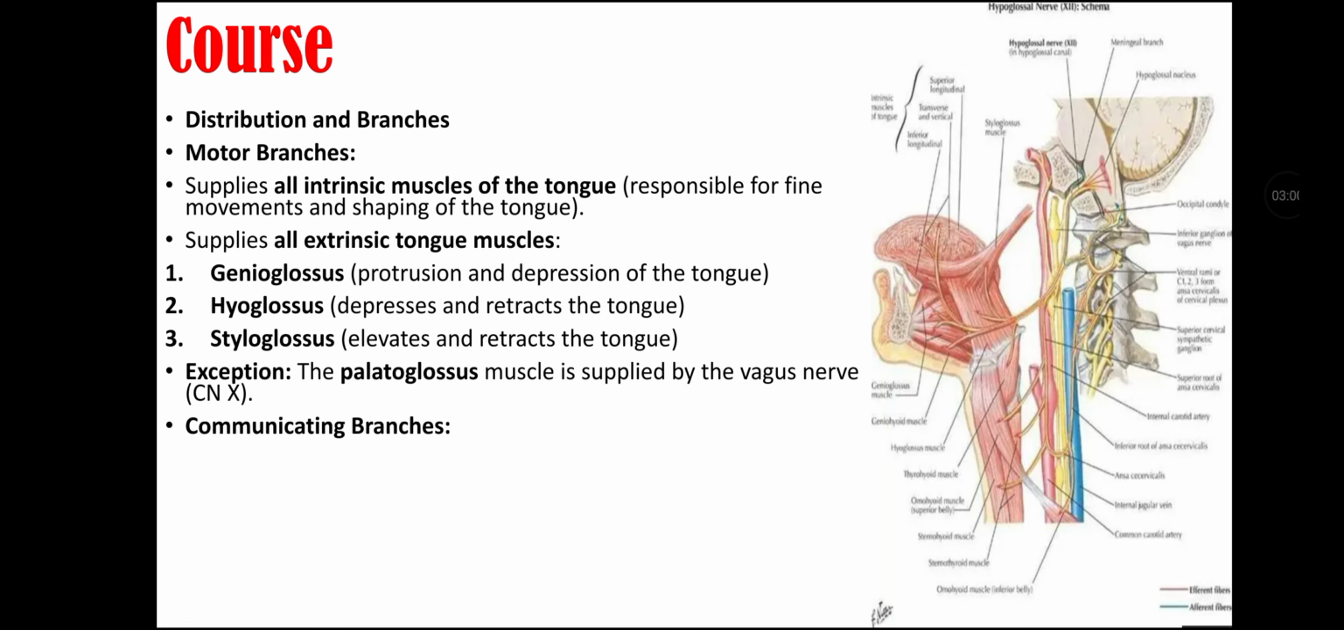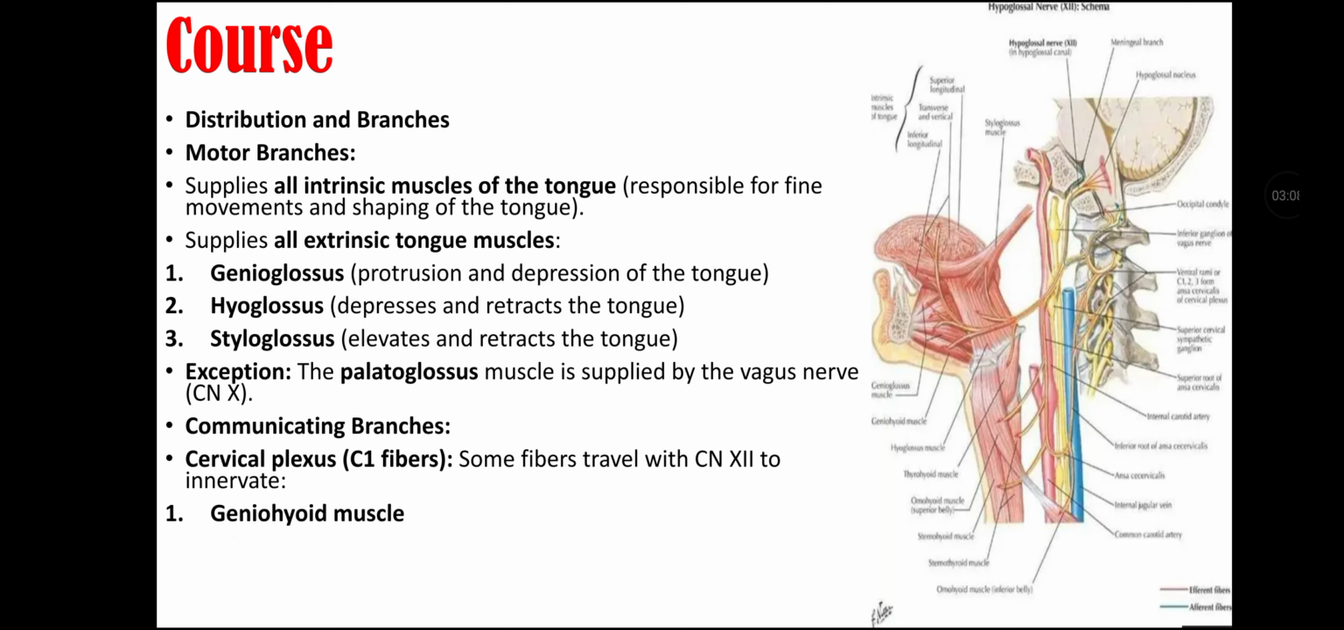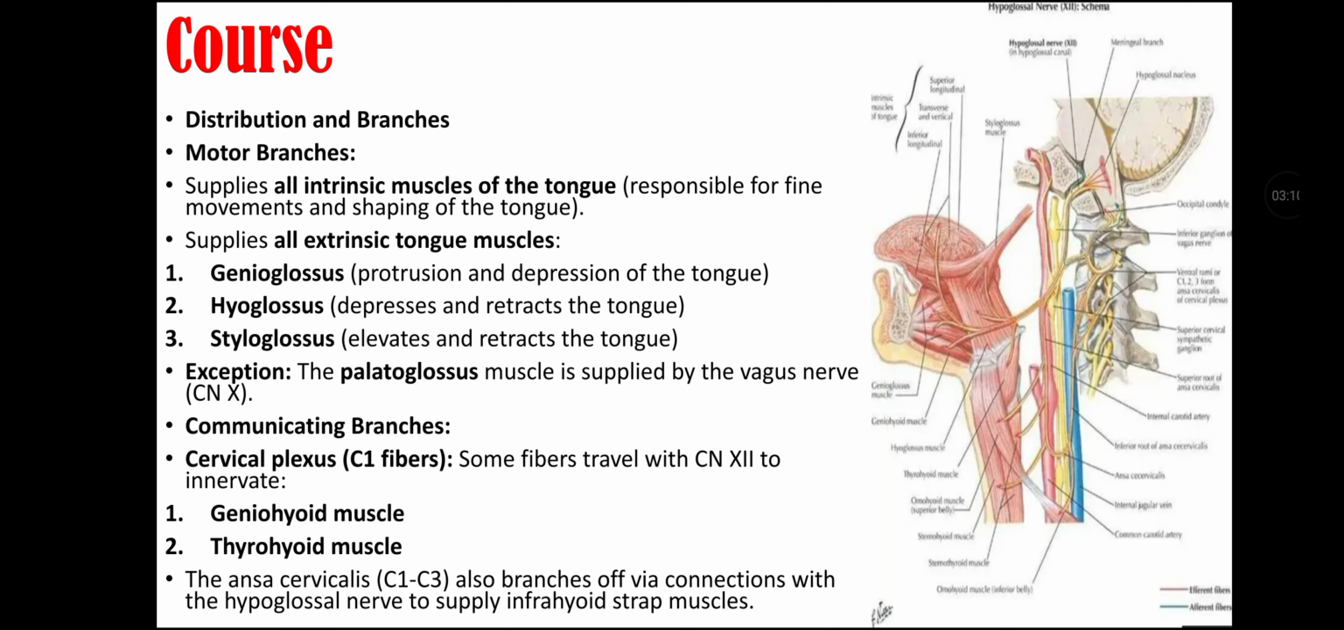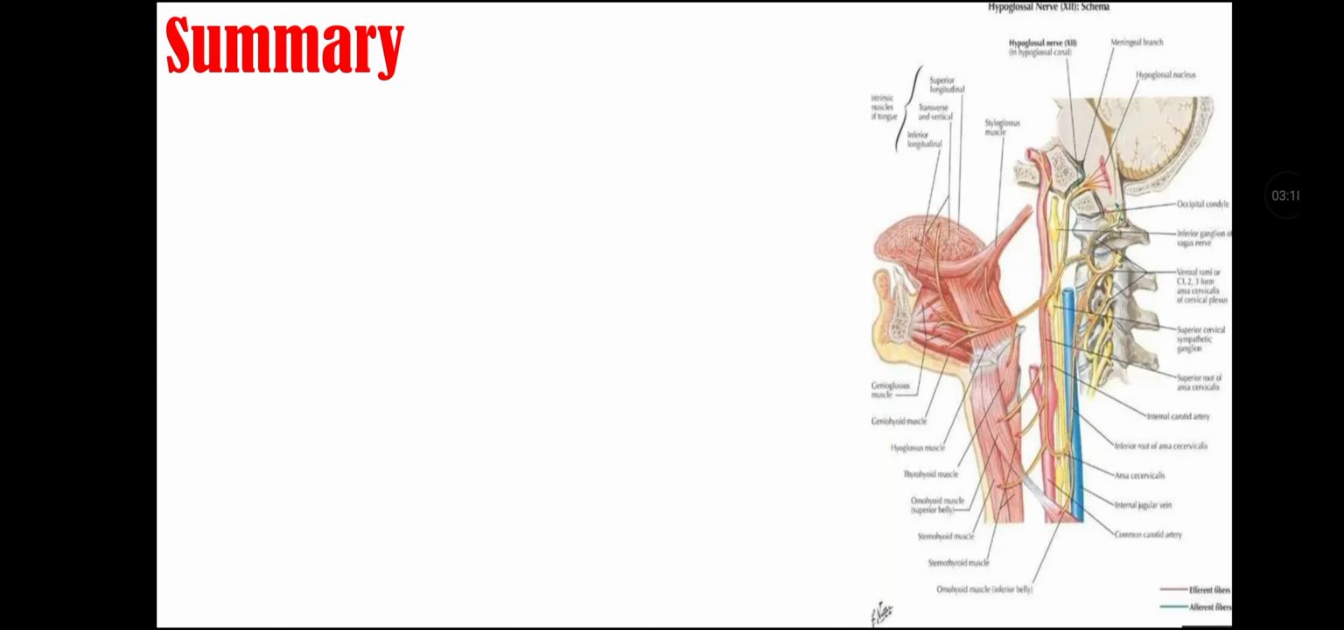Then it has communicating branches of the hypoglossal nerve that include the cervical plexus, which are some fibers that travel with the hypoglossal nerve to innervate geniohyoid muscle, thyrohyoid muscle, and the ansa cervicalis also branches off through the connection with the hypoglossal nerve to supply the infrahyoid strap muscles.